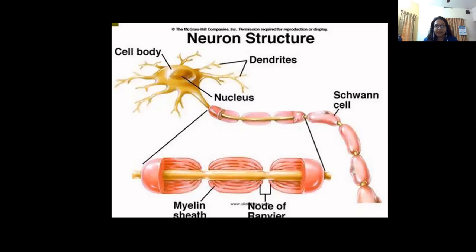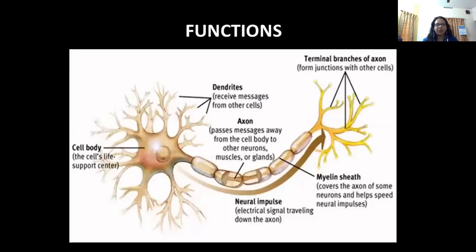Here you can see the myelin sheath is like a cushion-like covering which covers the axon. This is for you to get a clear picture of how this myelin sheath appears. And here you can see in between there are nodes of Ranvier. So let us see what the functions of different parts of a neuron are.